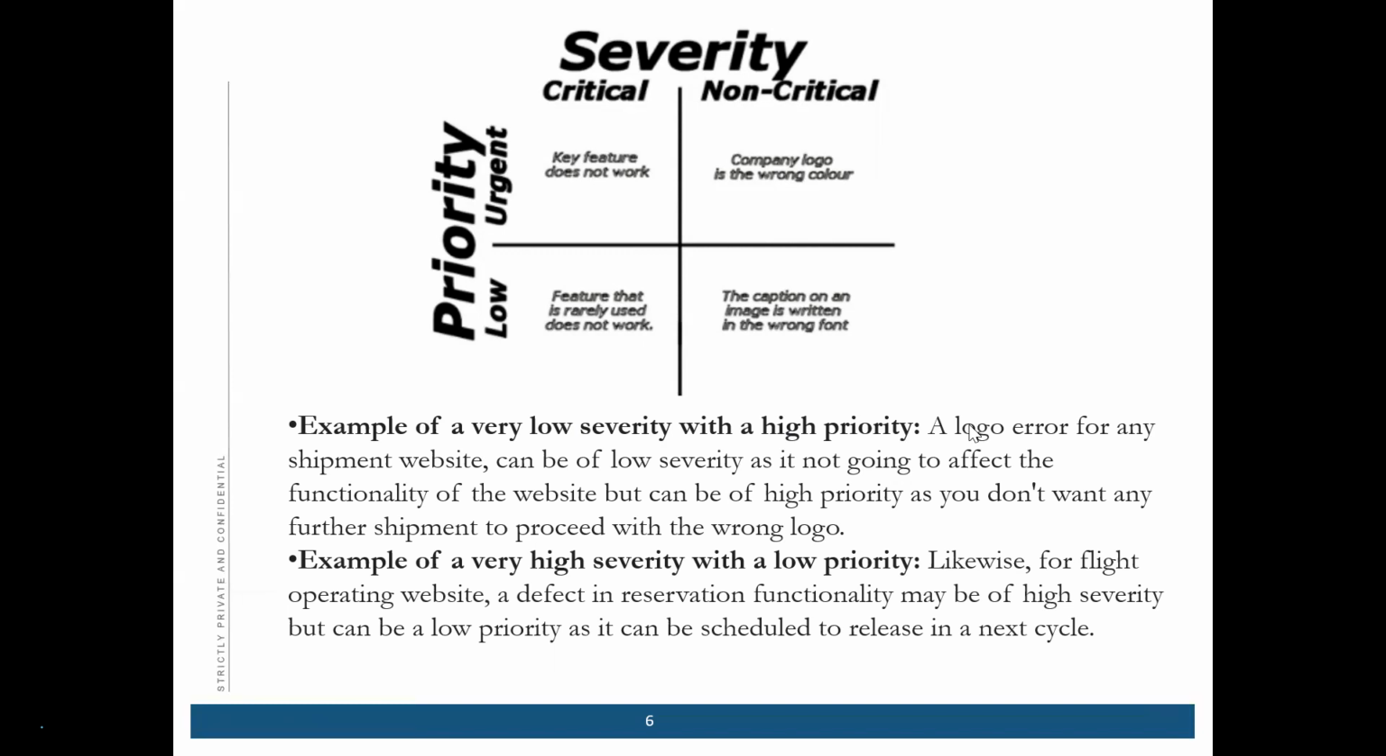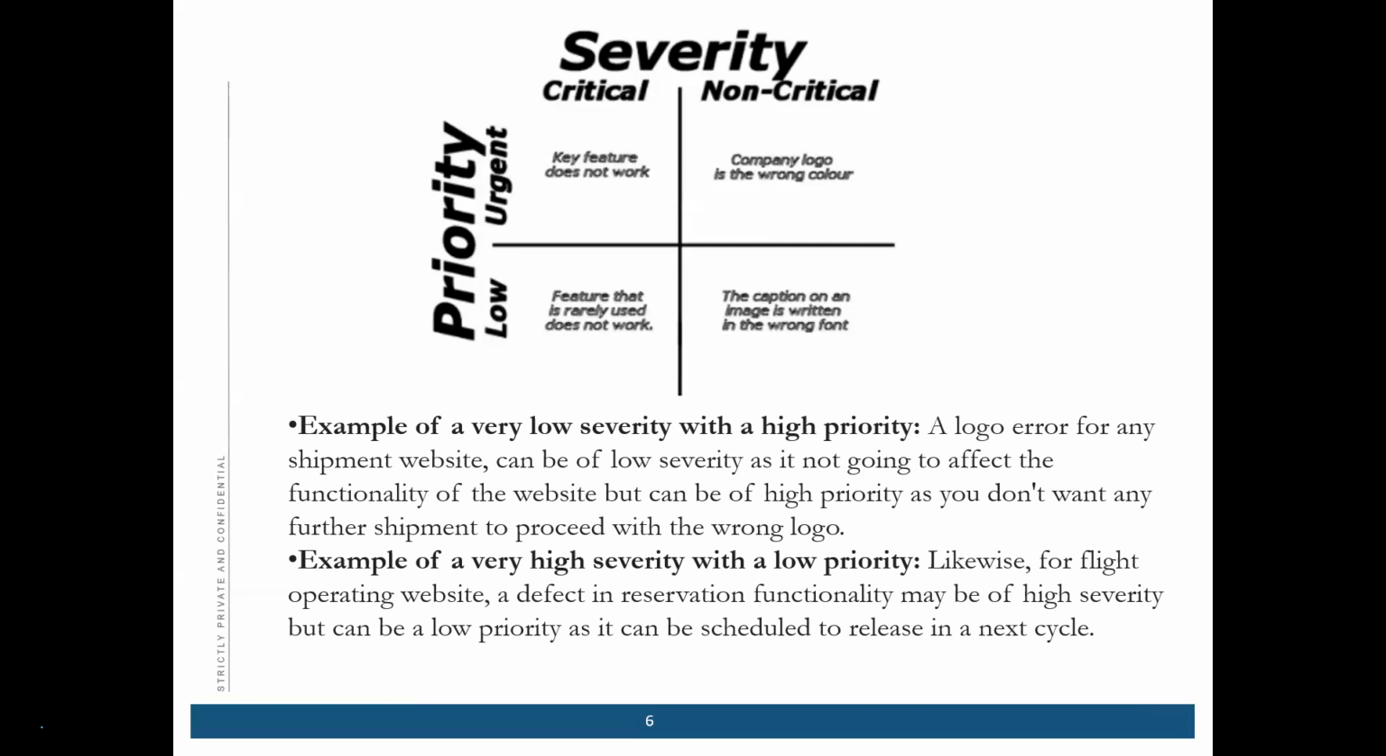Examples of very low severity with a high priority. A logo error for any shipment website can be of low severity as it is not going to affect the functionality of the website, but can be of high priority as you don't want any further shipment to proceed with the wrong logo. Examples of a very high severity with low priority. Likewise, for flight operating websites, a defect in reservation functionality may be of high severity, but can be low priority as it can be scheduled to release in the next cycle.